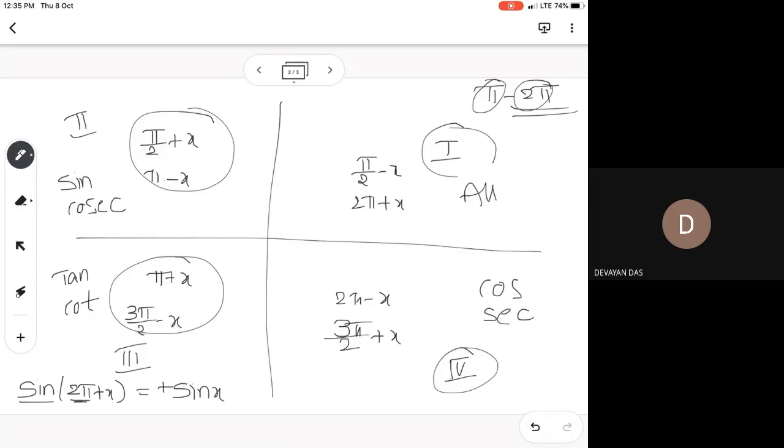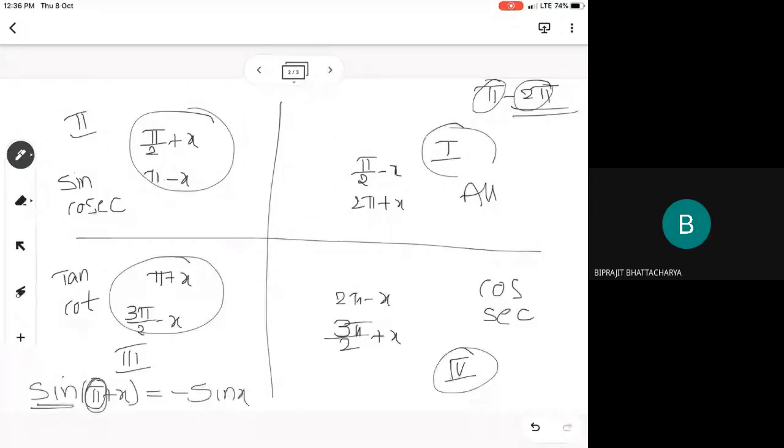Suppose you consider another one: sin pi plus x, I am asking. In which quadrant is pi plus x? Third quadrant. In the third quadrant, what will sin be? Negative. So as you have pi here, sin x stays the same, with a negative sign. If you have pi or 2 pi, the ratio stays as it is. So this is one thing.